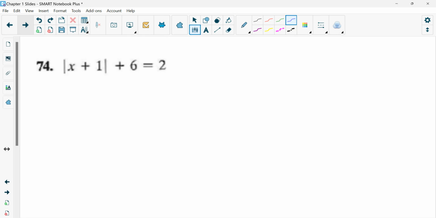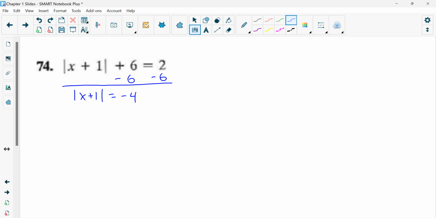All right, let's take a look at 74 here. So again, the first thing we need to do here is isolate that absolute value. So I'm subtracting 6. And that's going to give me the absolute value of x plus 1 equals negative 4.